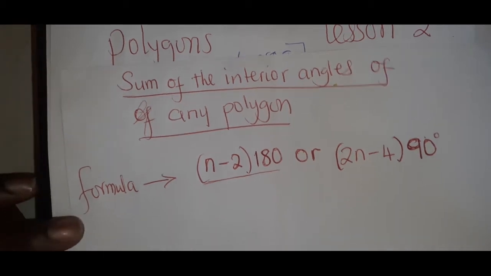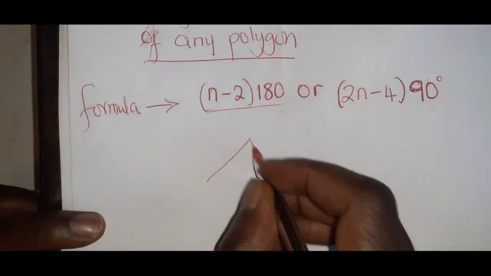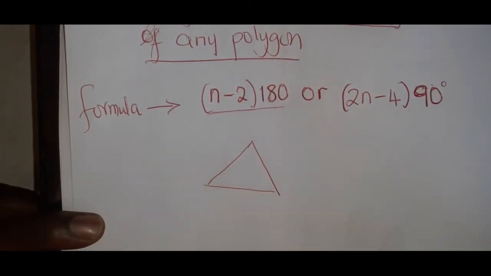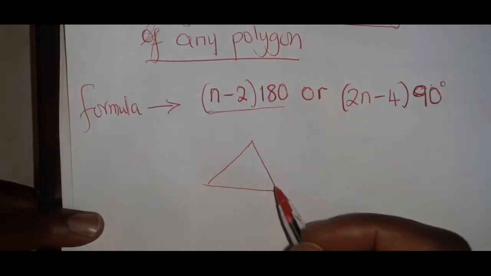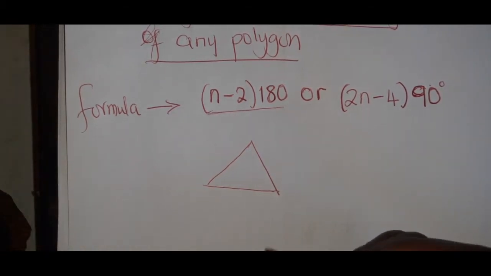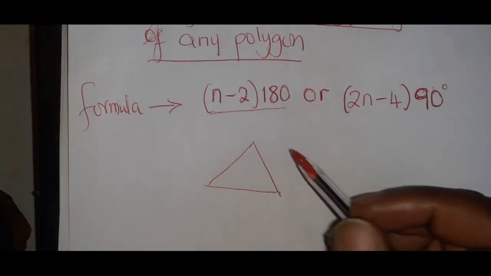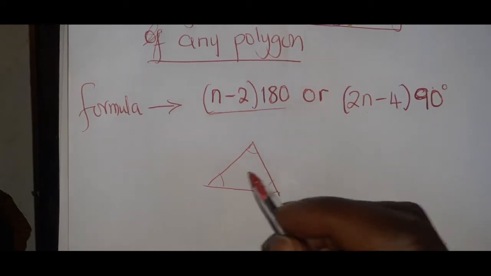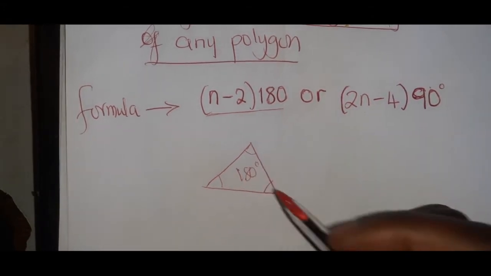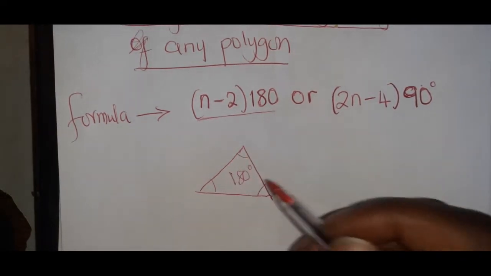So we can start with the first polygon. What is our first polygon? Our first polygon is a three-sided polygon, which is called a triangle. In our previous topic of angles, we said these three angles in a triangle add up to 180 degrees.